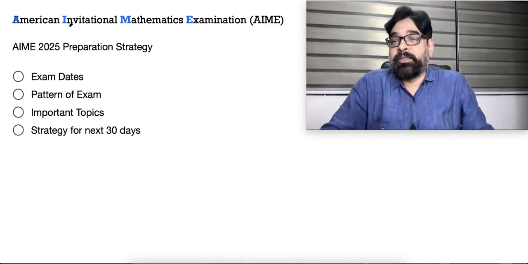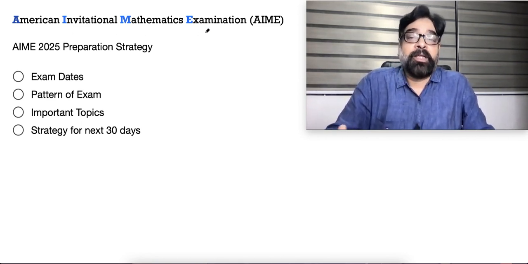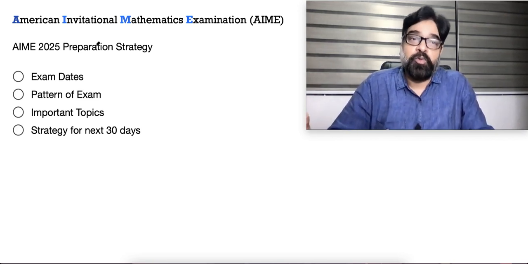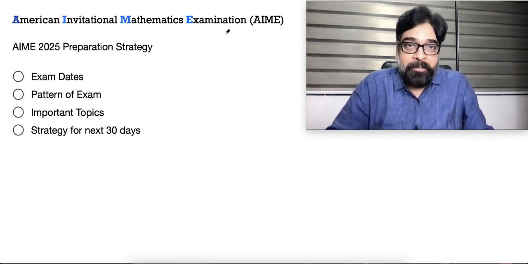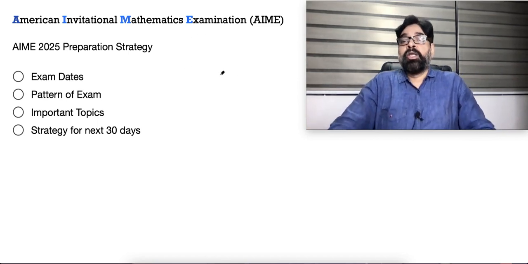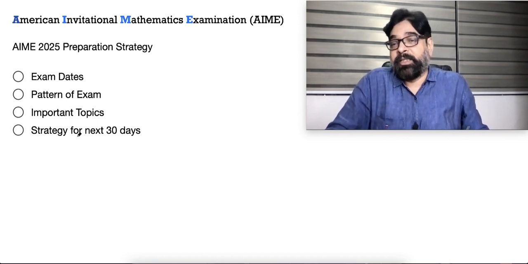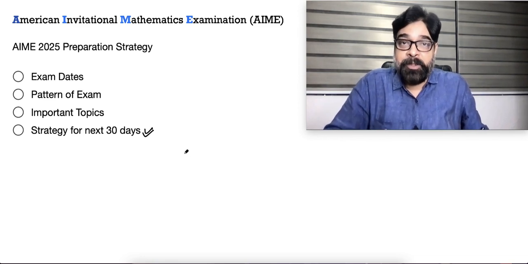AIME is the full form of the American Invitational Mathematical Examination. Invitation means those people who got the threshold through AMC 10 and 12 and they got the AIME invitation. So in this video we are going to discuss 4 points, and the 5th point is the most important thing which we are going to look at, right?